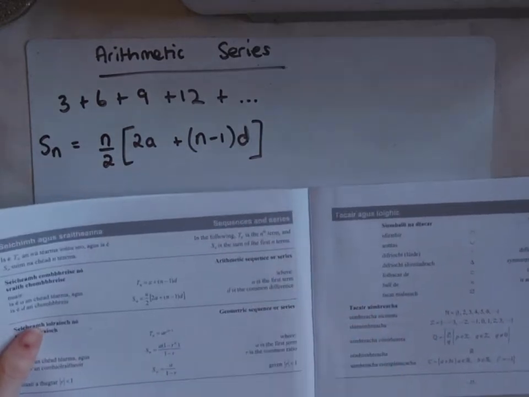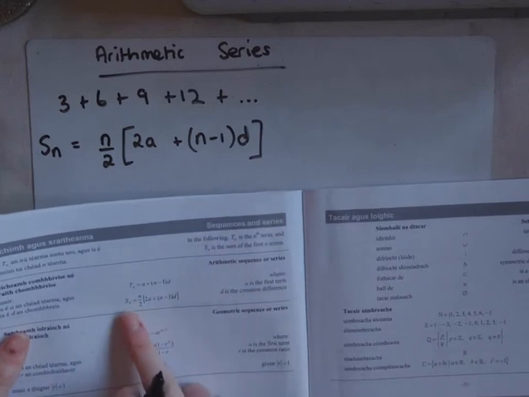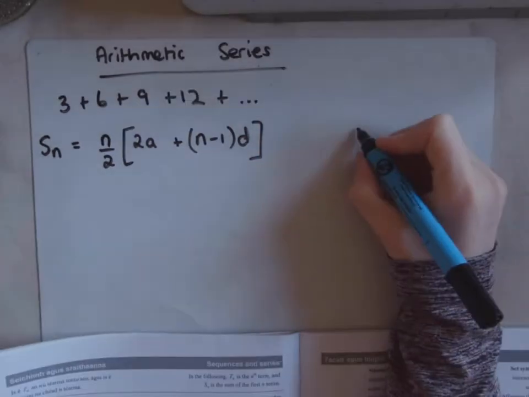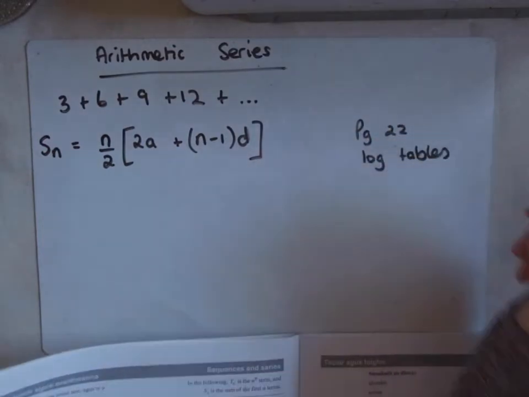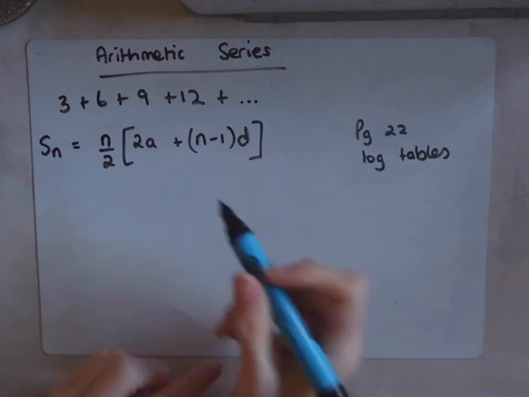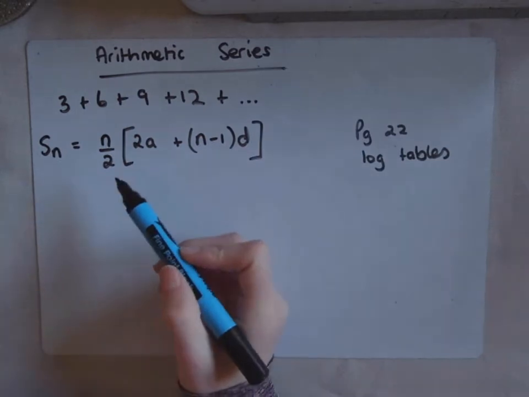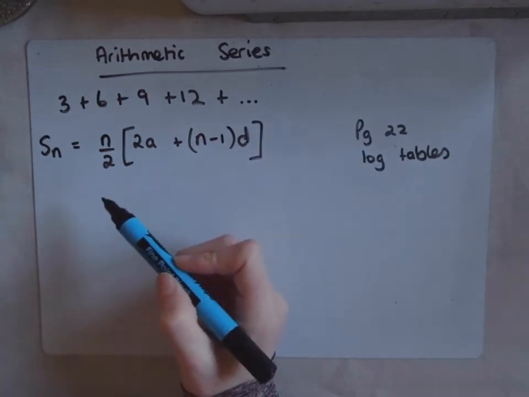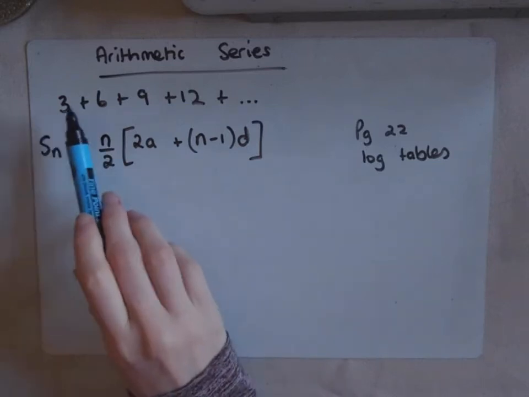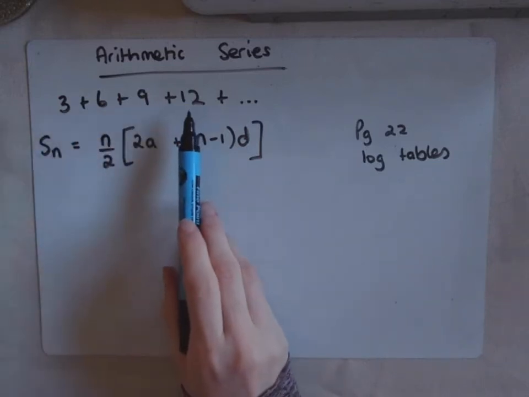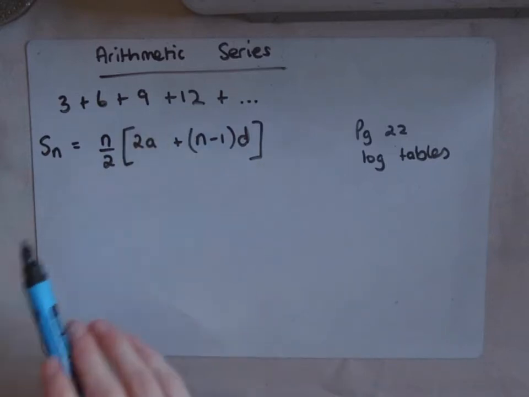So if we look here on page 22, you have your arithmetic sequence or series, and then you have your Sn. Okay, so page 22. It's the same scenario as getting your Tn. A is your first term, d is your common difference. If I want S10, I'm getting the sum of the first 10 terms. S4, sum of the first 4 terms, I'd be saying 3 plus 6 plus 9 plus 12. But if it's bigger than 4 or 5 or 6, it's much quicker to just use your formula.